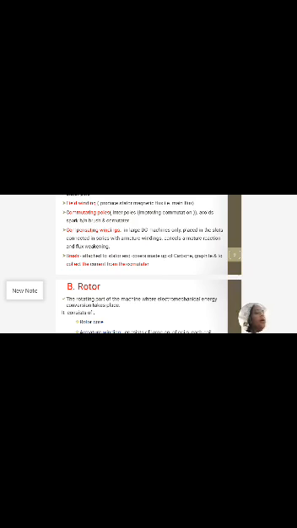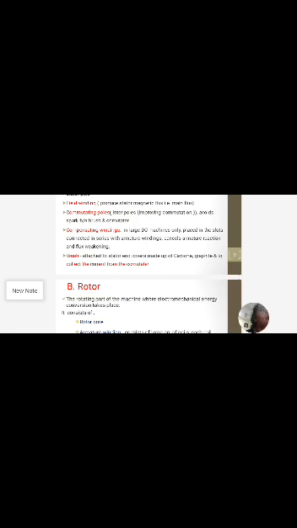Next, the function is to convert the internally developed alternating EMF to directional EMF, that is, AC to DC. And next, to produce the unidirectional torque in case of the motor. Suppose if it is a motor, it produces the unidirectional torque.